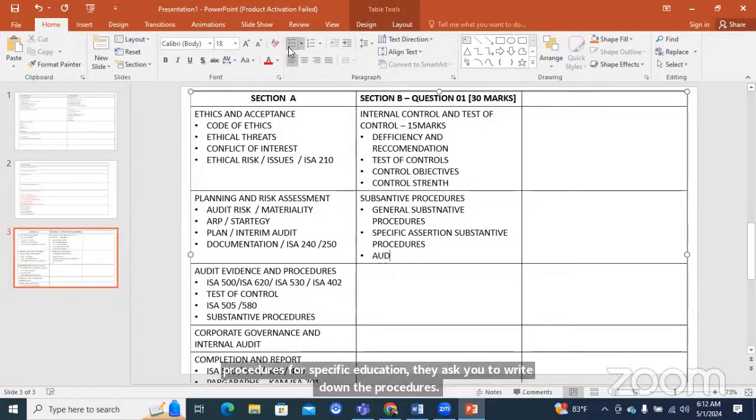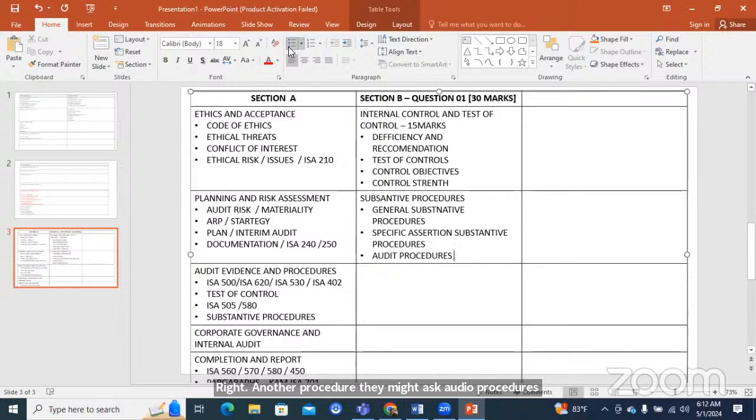Another thing they might ask is audit procedures. The terms are very important. Substantive procedures means assertions at financial statement level. But sometimes they ask audit procedures. Audit procedures include what? Substantive procedures plus test of control. You can write test of control also within audit procedures.